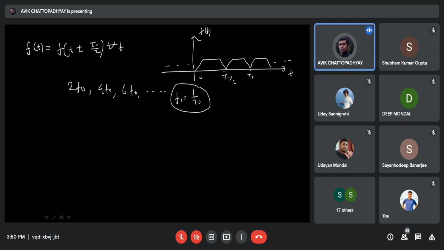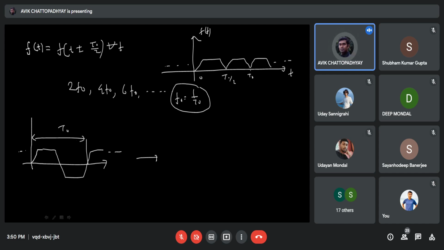So say, for example, I can tell you a simple example. Suppose, for the case of a rectifier, say there is a signal like this, the original signal. Here, what is the time period? This is the time period, T naught.